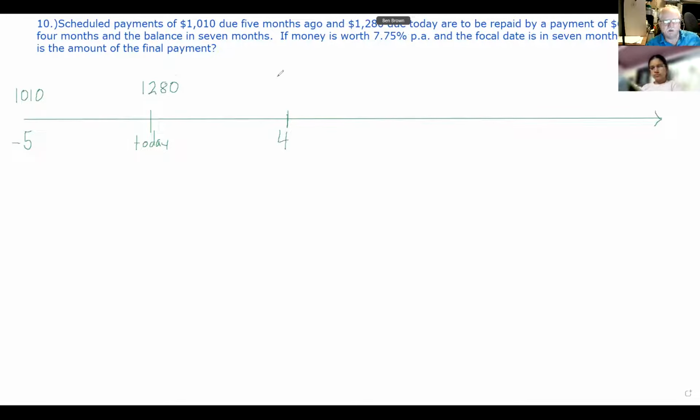And we're going to make a payment of $615. So we have to remember that this is a payment, not a debt. And we're going to pay the whole thing off here. We're going to pay the balance. And interest is 7.75%.